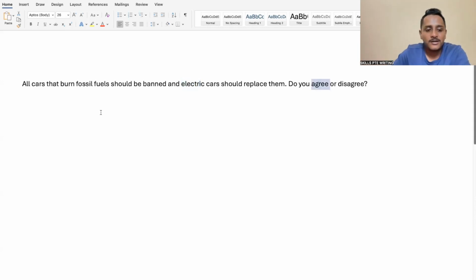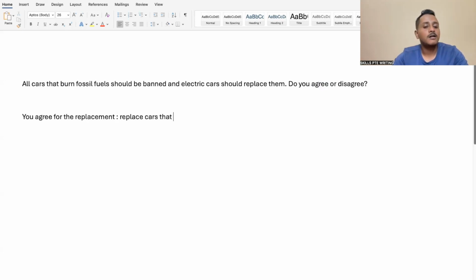You agree for what? You agree for the replacement. What is this replacement? Replace cars that use fossil fuels with electric cars. So now whatever idea you write, the second para also should be for this, the third para also should be for this. You cannot write the advantages. The question is not advantages. Hope you are getting it. If you agree, then you agree for the replacement.